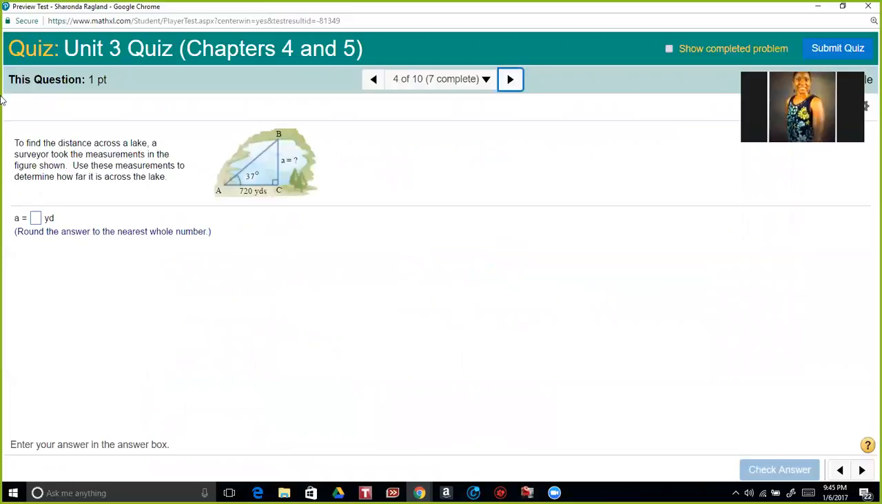Now we have a problem to find the distance across a lake. A surveyor took the measurements in the figure shown. Use these measurements to determine how far it is across the lake. So we're trying to find out the length of A.